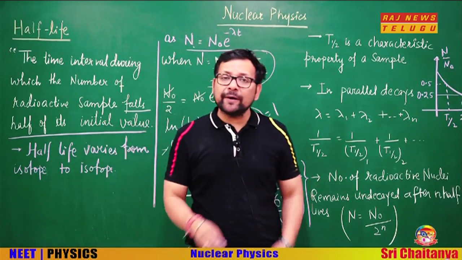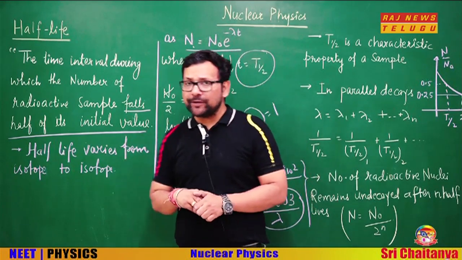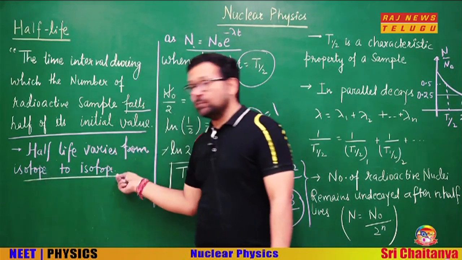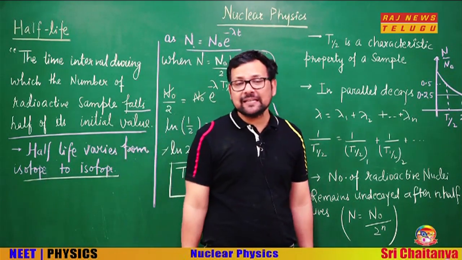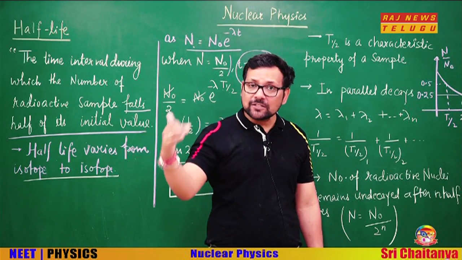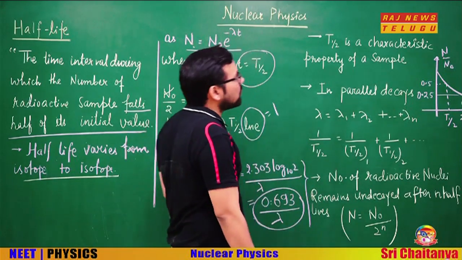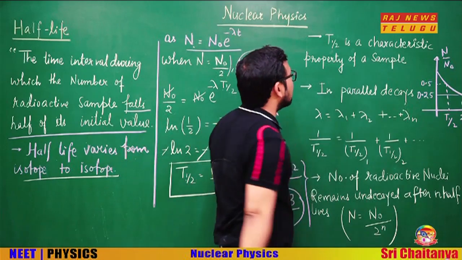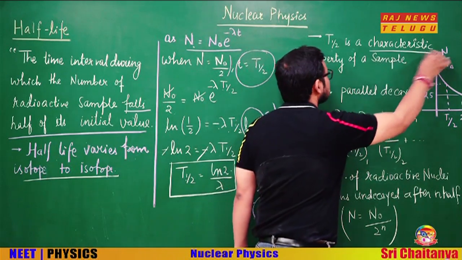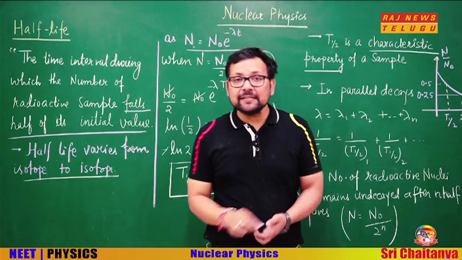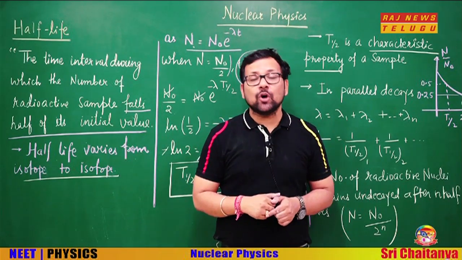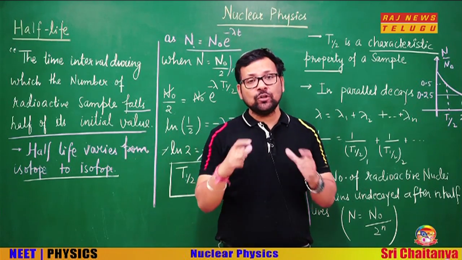Now, some important points about half-life. What are the important points? First, students, half-life varies from isotope to isotope. So, half-life is basically defined for a certain decay. So, it varies from isotope to isotope. The next point is T half is a characteristic property. What does that mean? See the term characteristic property. It means half-life for a certain nuclei is constant and it cannot be changed by any known method.